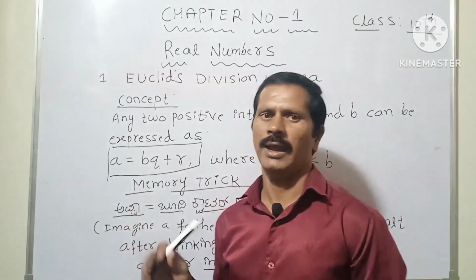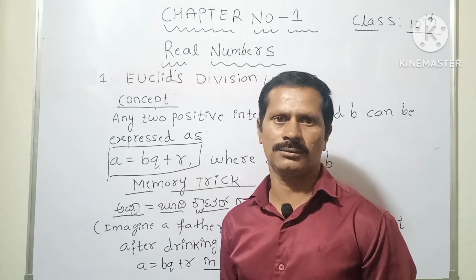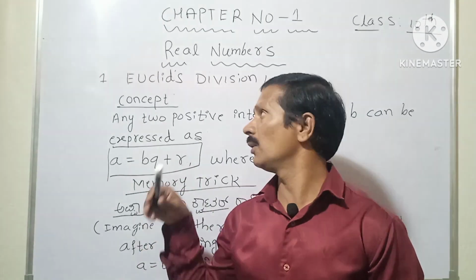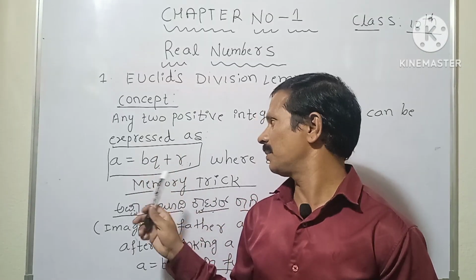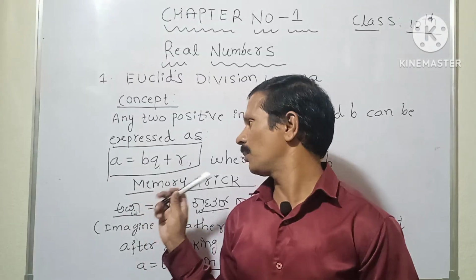How to remember this? Any integer, a equals bq plus r. Euclid always stated this concept: a equals bq plus r.